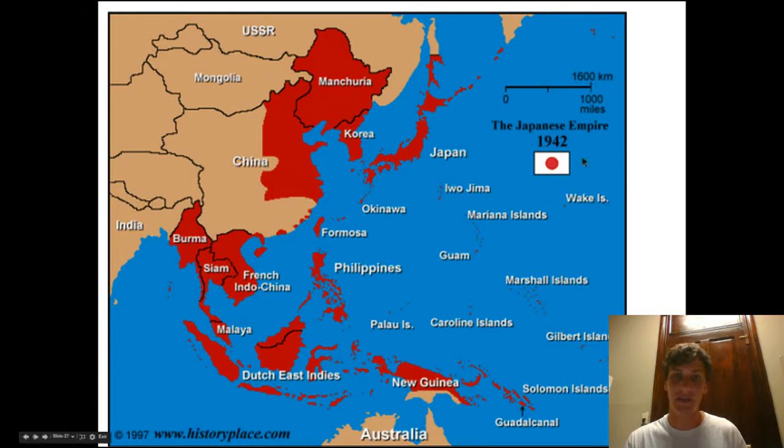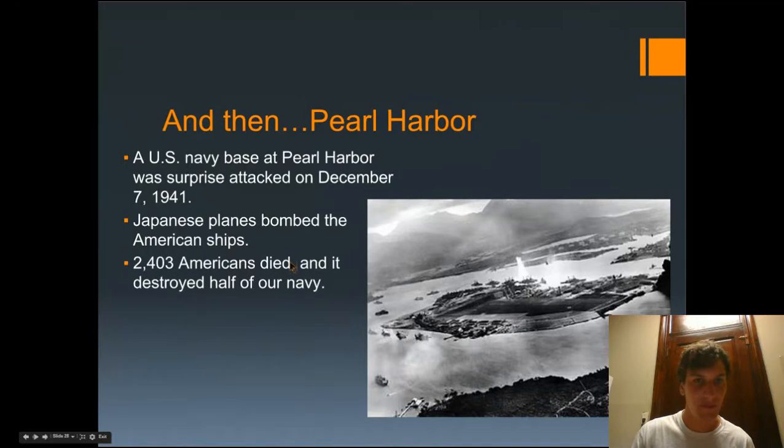So here you go, 1942. There's Japan right there, and they took over all of this land, all these islands and everything, all taken over by Japan. Now, Japan at this point gets a little bit cocky, and they say, oh, we've taken all this over. What could we do next? They decide to attack. Terrible decision on their part, but they did it. The United States. They attacked the Navy base at Pearl Harbor and surprise attacked on December 7th, 1941.